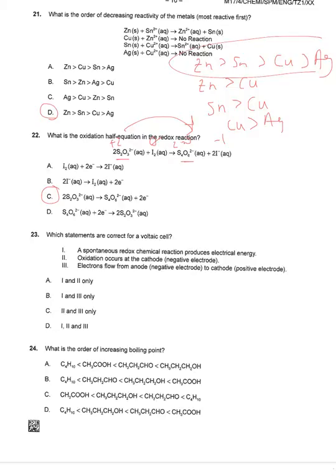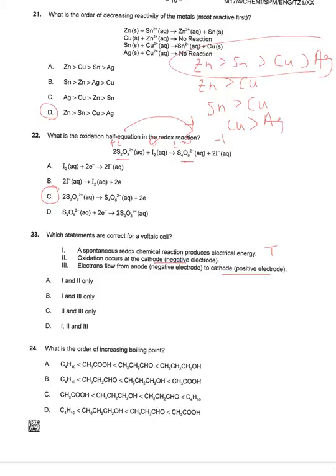23, which statements are correct for a voltaic cell? Spontaneous redox produces electrical energy. That's why it's called a voltaic cell, because it's producing voltage. Number 2, oxidation occurs at the cathode. And if you can't remember if oxidation is at the cathode or anode, when you look at 3, you should notice these two contradict each other, because here they're calling the cathode negative, and here they're calling the cathode positive.